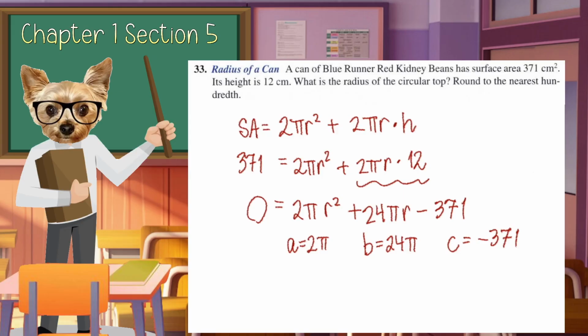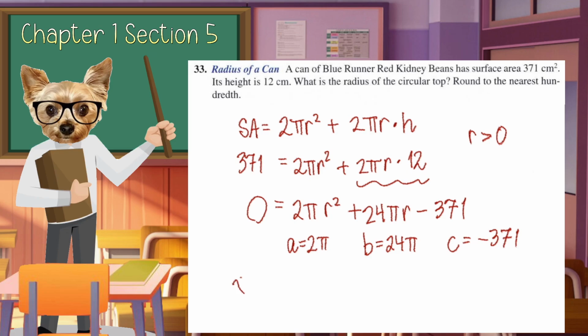Like nothing that you're going to factor in your head, right? So for this question, number 33, you're going to use the quadratic formula. Now, if I had to put money on it, I'm going to bet you're going to get one positive answer and one negative answer. The radius has to be greater than 0, of course, right? If you have a negative radius, then you live in a different dimension.